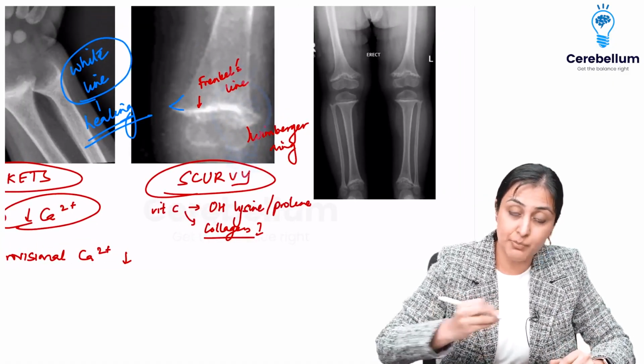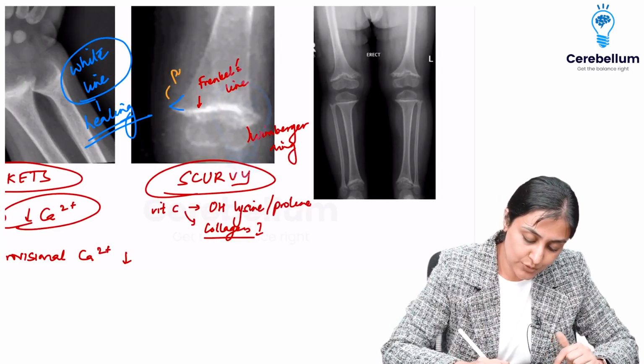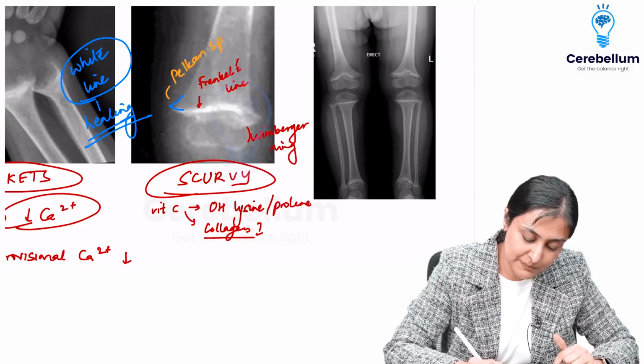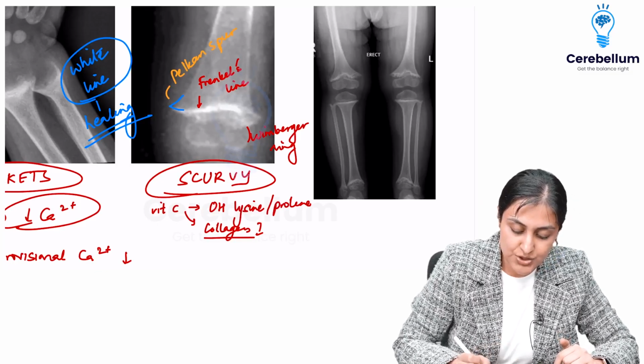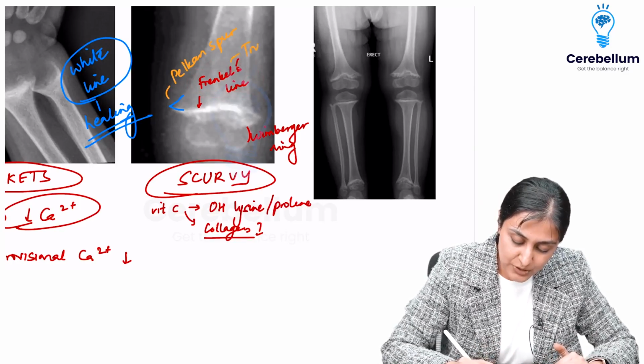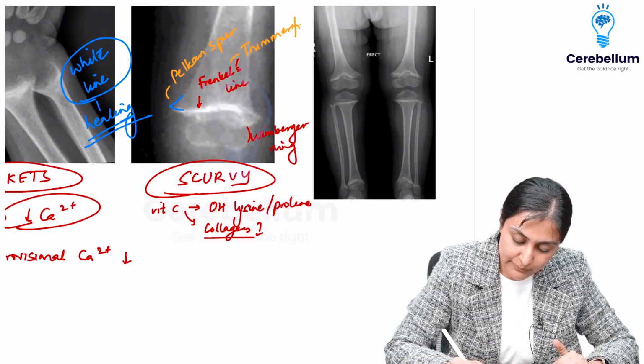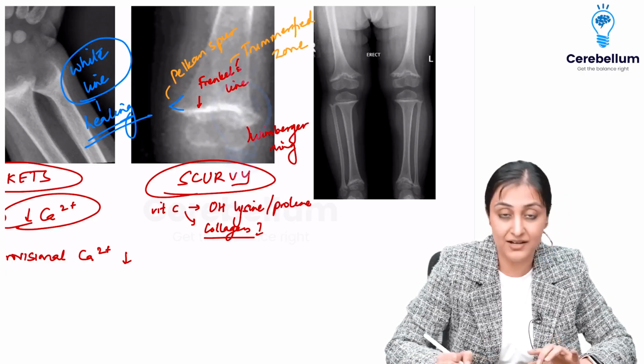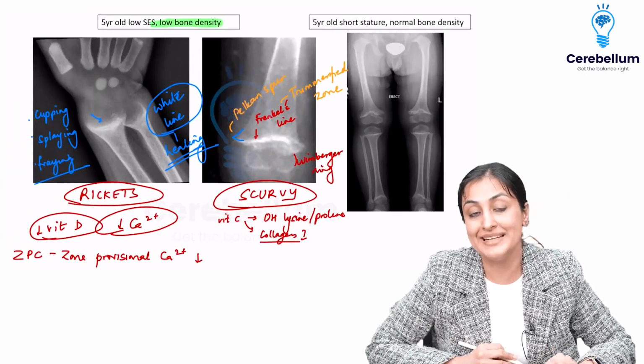You see this spur here, or the bony outgrowth, which is called the Pelkin spur, or this lucent zone here that is called the Trummerfield zone. Don't memorize these names, not important. Just have this background. We're going to look for this white line.